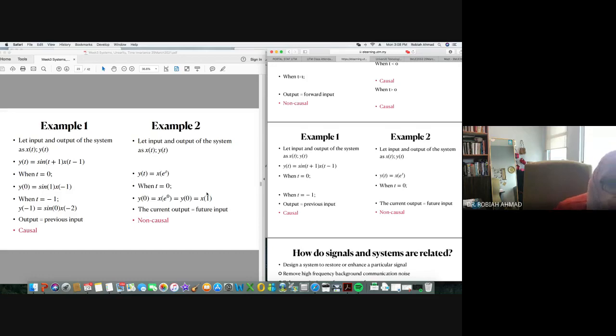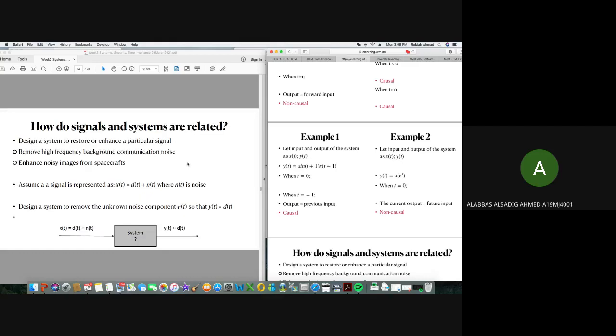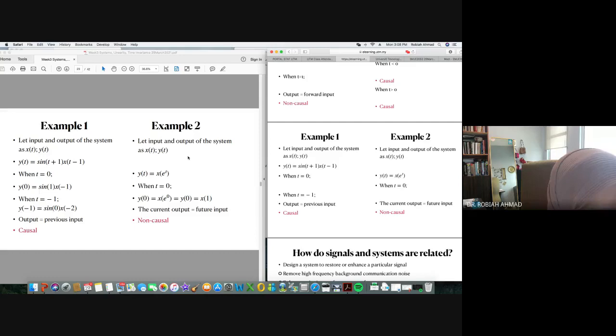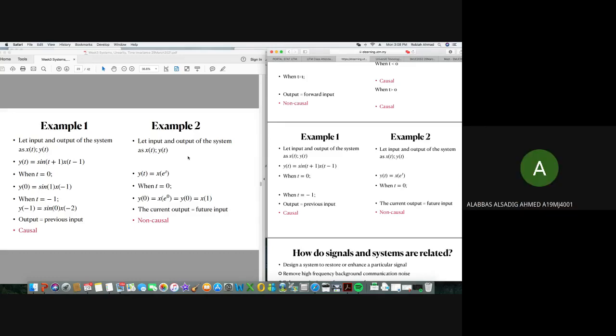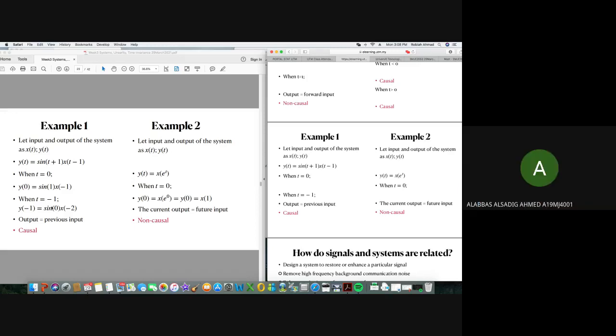Sorry, Doctor. If I may ask a question, what times are we supposed to test? For example, when I tested t equal to 0, it gave me sine 1, which made me think it's non-causal because the input is not given, sorry. So I think of minus 1. Should I test all the times? In the first example. So y0 here. Yes, you try a few conditions. Okay, I see. Okay. And any other question?